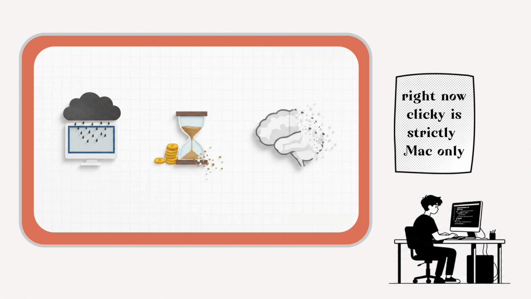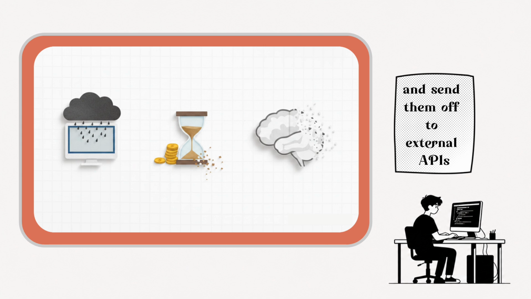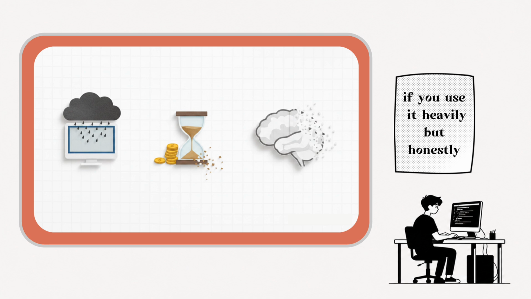Right now, Clicky is strictly Mac only. It's also stateless, which means once you close it, it completely forgets your past conversations. There is no persistent memory. Also, privacy-conscious users really need to be aware that to function, Clicky has to take screenshots and send them off to external APIs like Claude. Now, it only captures when you actively hold the hotkey. It isn't continuously recording you, but you are still trusting third-party cloud providers with your screen data. And finally, those API limits and costs can definitely add up if you use it heavily.